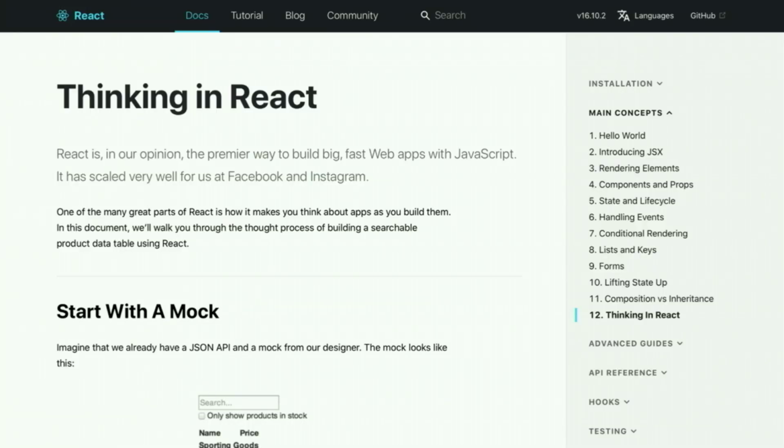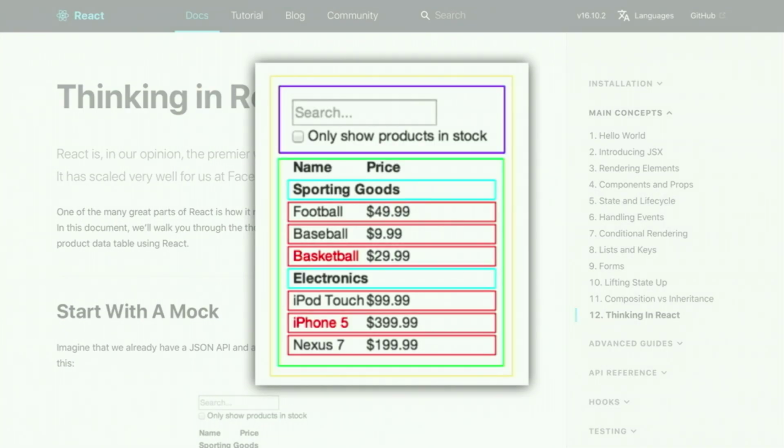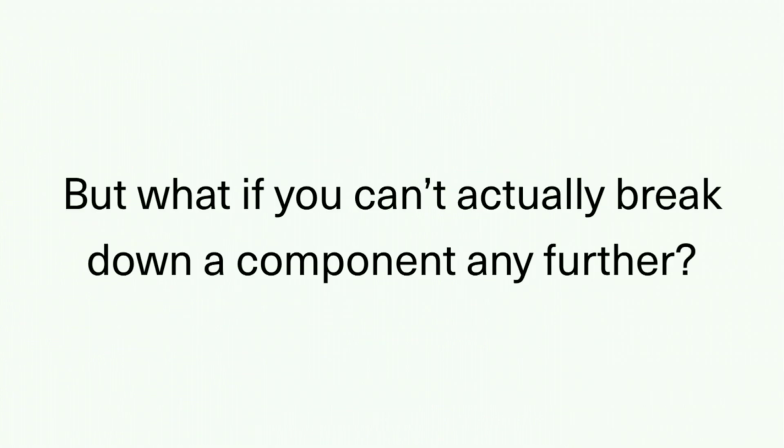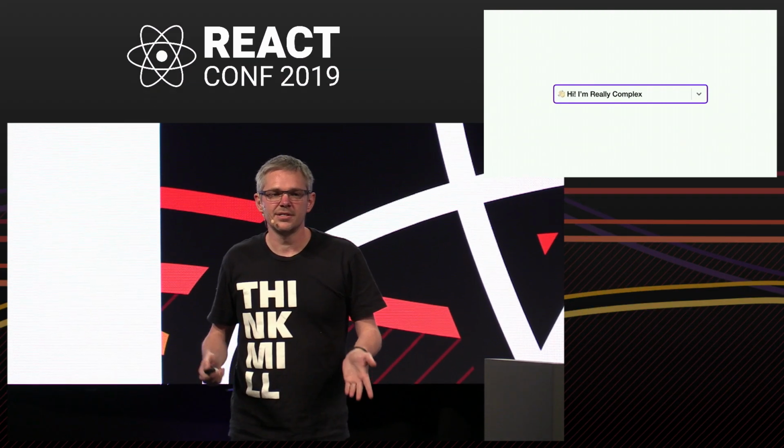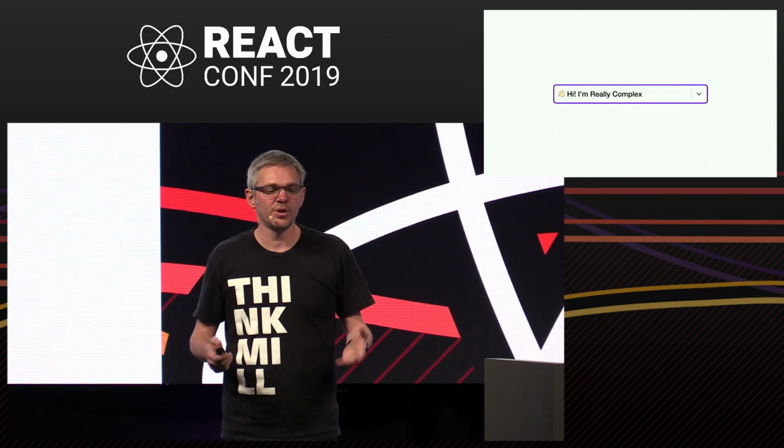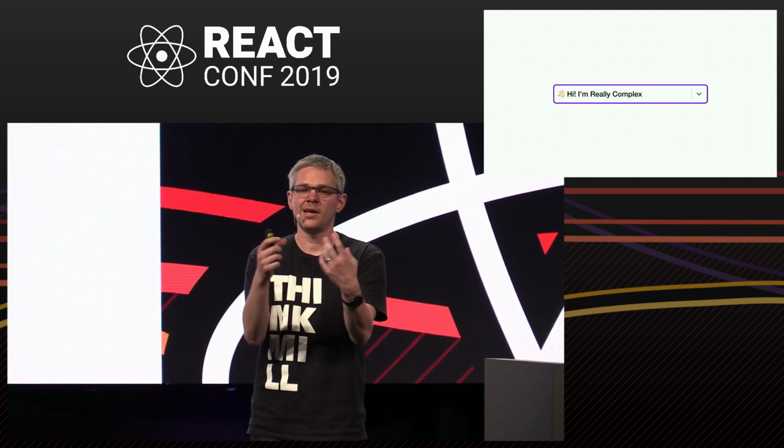Now, this is my favorite page on the React docs. If you could read one page on those docs, sorry, Dan, it would be this one for me. And it's got this great diagram of how to think about breaking up a UI into smaller components. But what if you can't actually break down a component any further? The challenge with a select is that they're really complex and sophisticated, but you can't actually break them down into any smaller primitive.